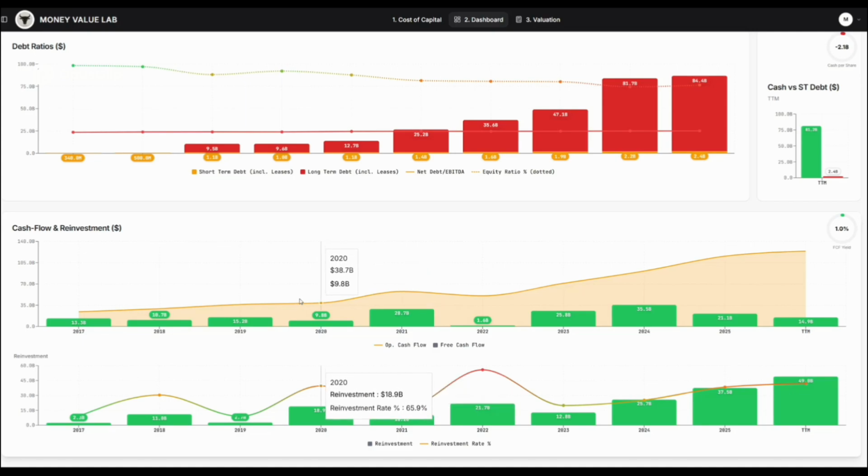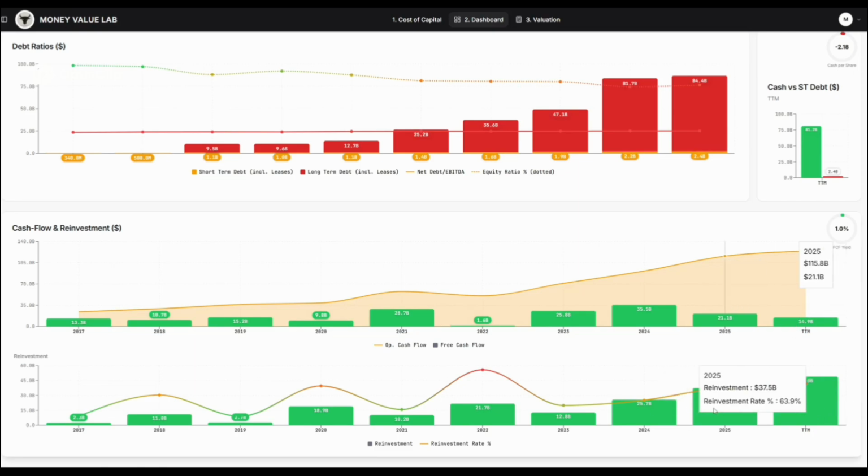Here also, I have not taken into consideration stock-based compensation because many companies will add back stock-based compensation and that will inflate free cash flow. So here you don't need to worry about that. Here you're going to get the true free cash flow. And on the bottom, you have the reinvestment. Here it's also important to look at reinvestment so that the company is not reinvesting too little into their business, and that's why they're inflating their free cash flow.